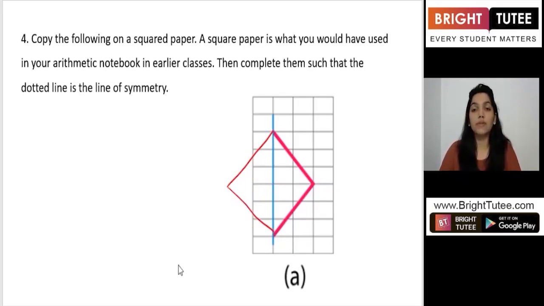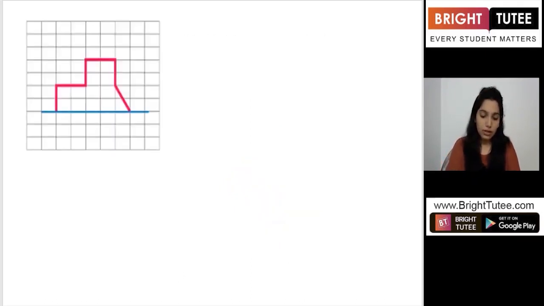So this is a kind of symmetrical figure that I've drawn, and again I'm telling you, what I am drawing is a rough figure. When you are going to do it, make sure that you use ruler, pencil, everything, a sharp pencil is a must for drawing such figures. Okay, now let's try the next one.